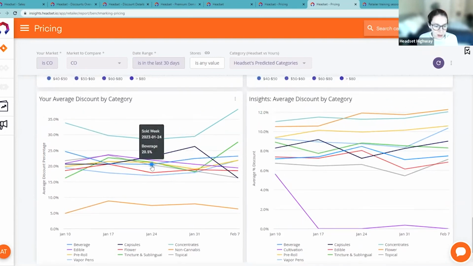So what this tells us is we have a quite higher discount for beverages compared to the market. So again, something to consider when you're beginning to assess what you're doing compared to what the market is doing, or the similar market that you're comparing to. And you can start to ask those questions like, could I get away with a lower discount on my beverages, but still bring in the same amount of revenue and profit?